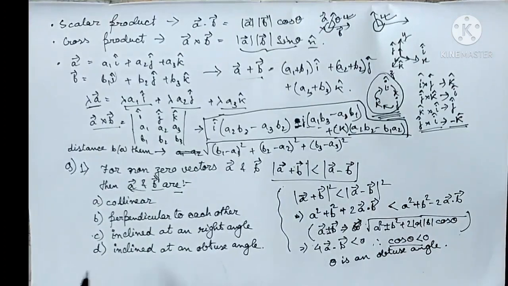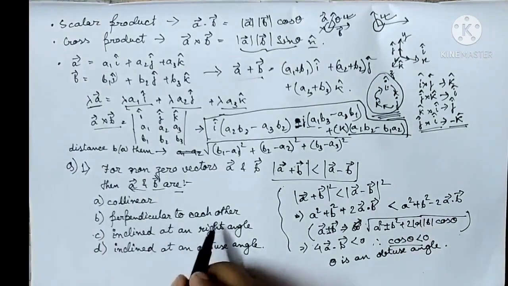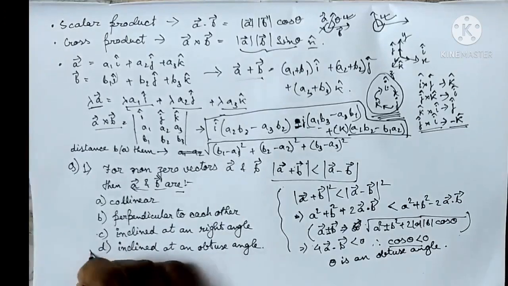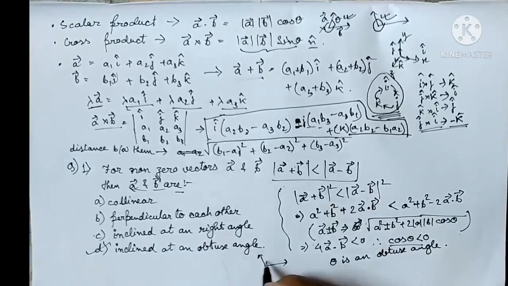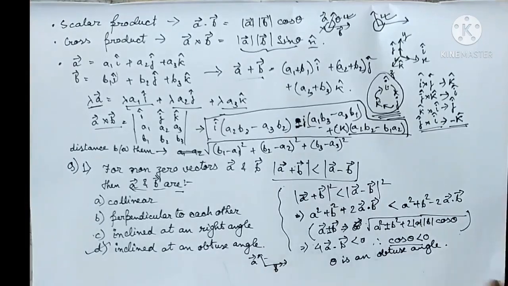So it is collinear, no. Perpendicular to each other, no. Inclined at a right angle, no. Inclined at obtuse angle, yeah. Inclined means it is at an angle to that. Okay, so these are the vectors here. So let's move on to the next question.